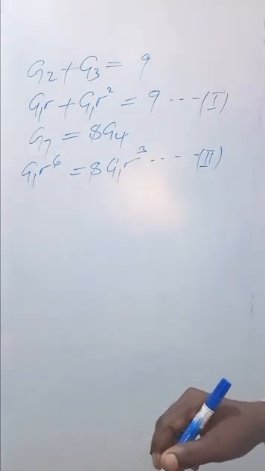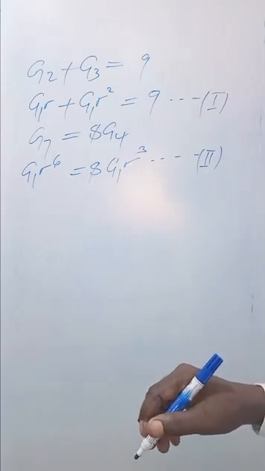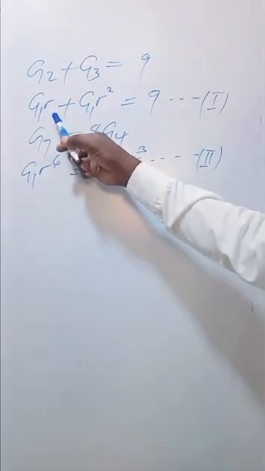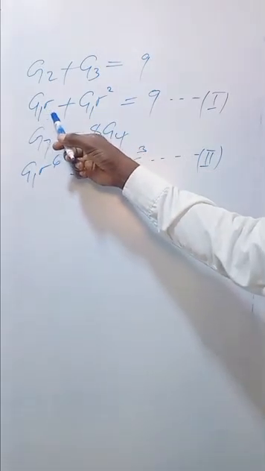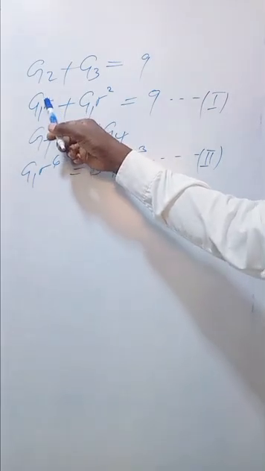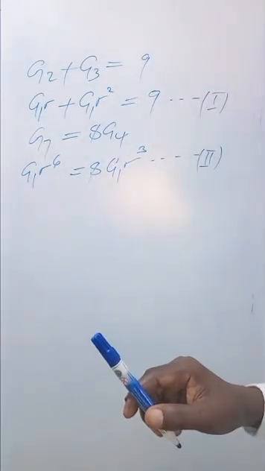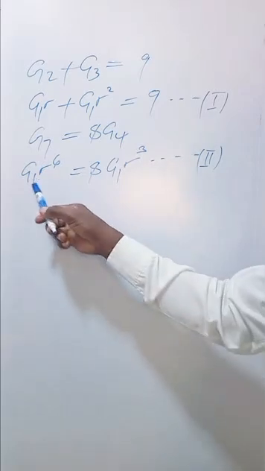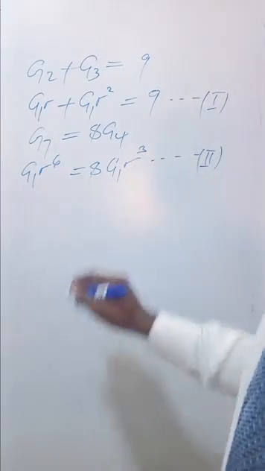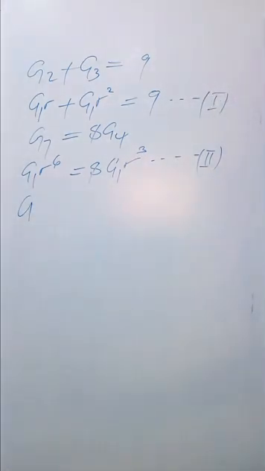Okay, so which equation should we start with? Because we have two equations with two unknowns, that is G1 and R. If I start from equation number 1, we shall have two unknowns. Even if we factor out G1 R, we shall have 1 plus R in brackets equals 9. That won't work out. So let's choose equation number 2.